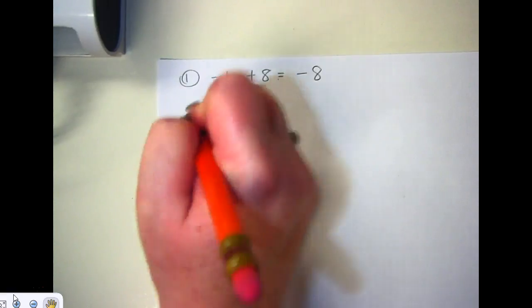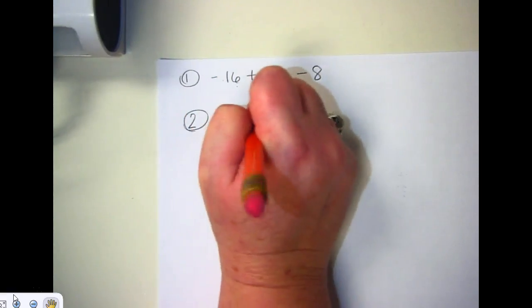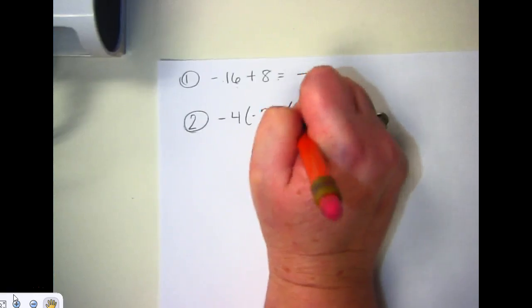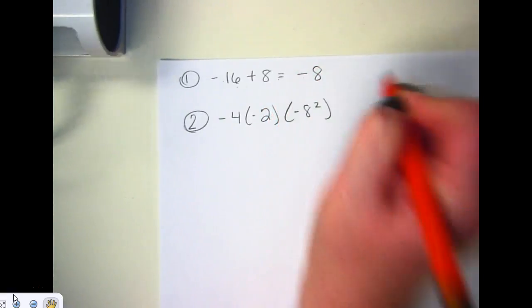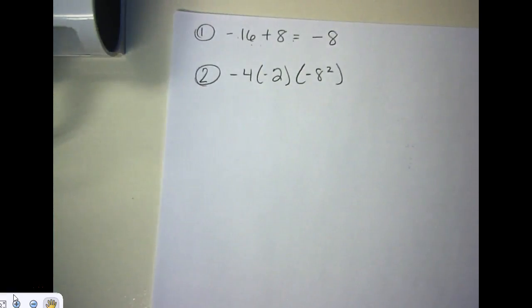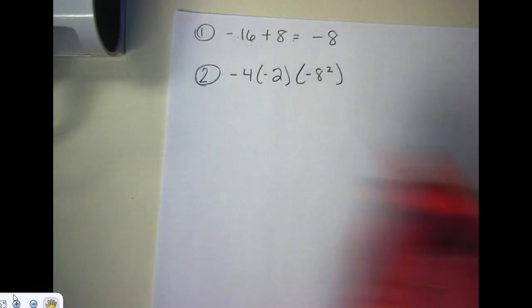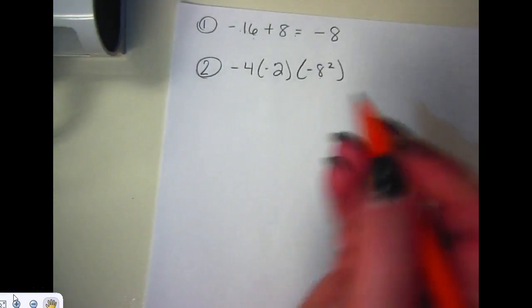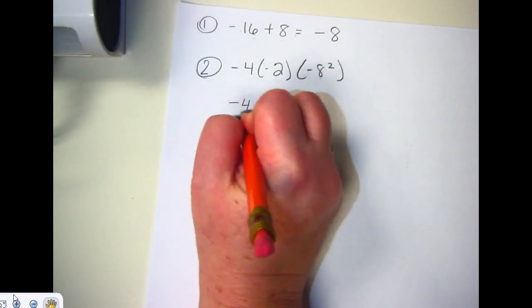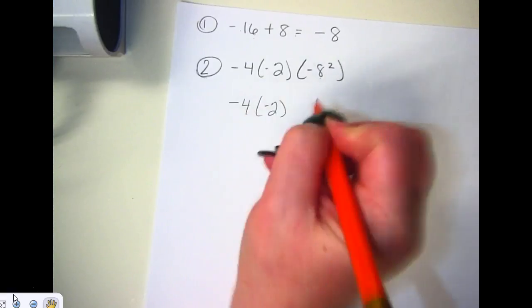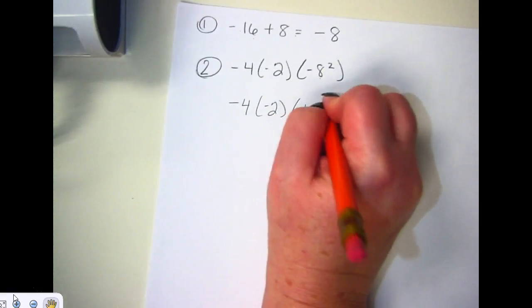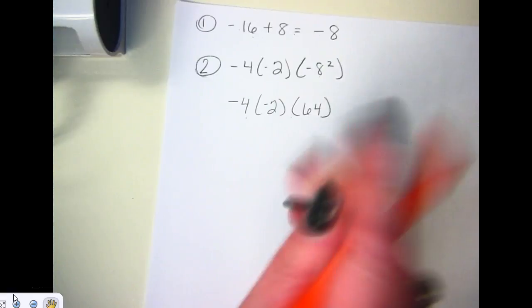Number 2. Negative 4 times negative 2 times negative 8 squared. All right, what's the first thing we do? Exponents. Negative 8 times negative 8 is positive 64. And now I have multiply, multiply, multiply. Now what?